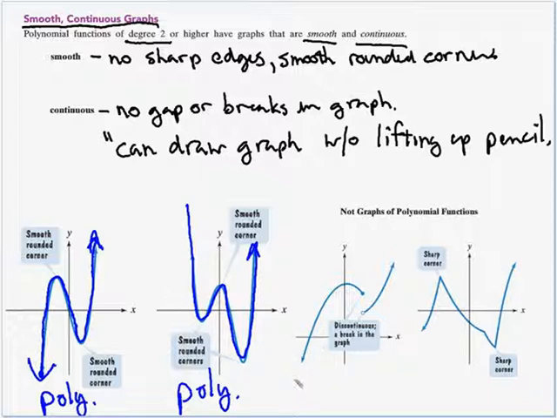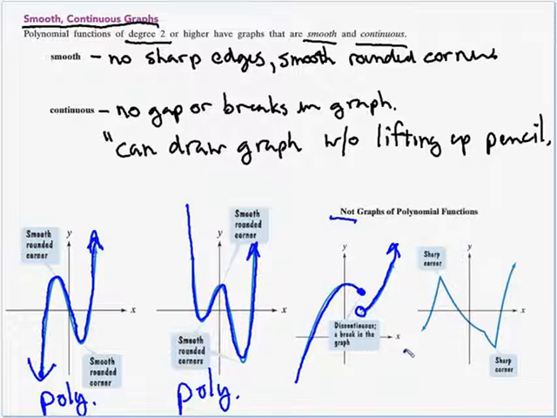Now let's see what happens here. We're coming up this way, and then the graph stops and we have a dot. And then we have to lift our pencil, come down here, and we start the graph again, and now we're going up, up, up. It is smooth, but it's not continuous. We had a break in the graph. So this is not a polynomial function.